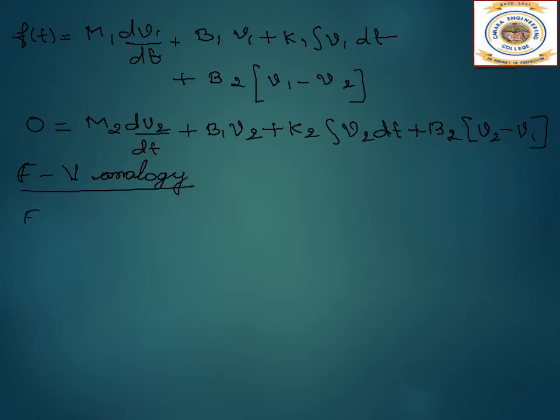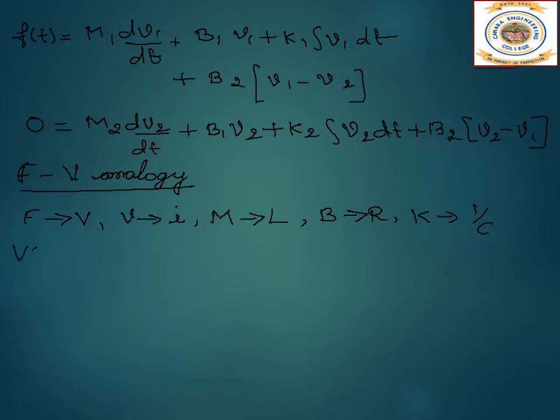So we know that force is analogous to voltage, velocity is analogous to current, mass is analogous to L, B is analogous to R, and K is analogous to 1 by C. So let me substitute these in the above two equations.